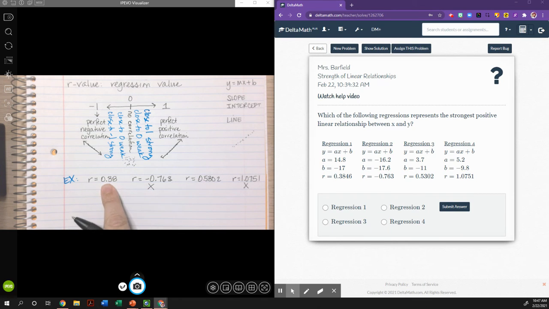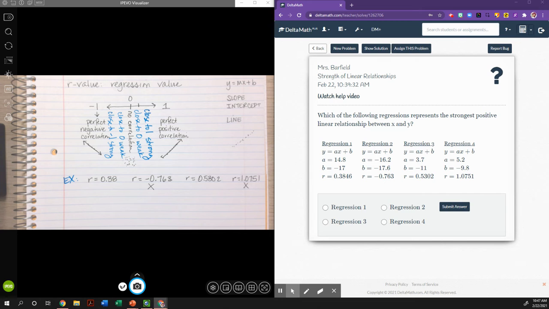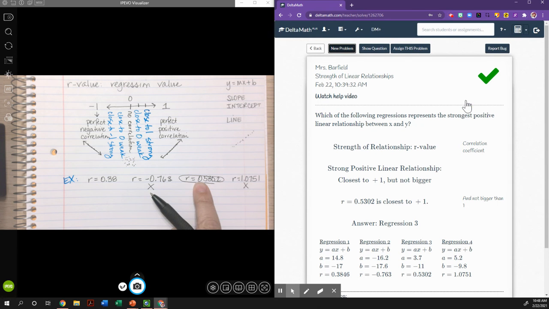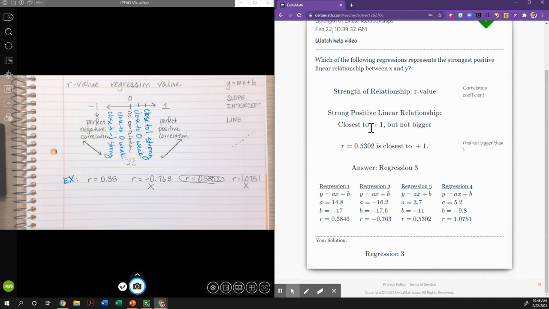Now I have to decide between 0.38 and 0.53. On a number line, this would be 0.38 and this would be 0.53. It's not great, but this one is closer to 1, so I'm going to say regression 3. I submit my answer and I got my green check. The explanation says the same thing: closest to positive 1, but not bigger, which is why we eliminated number 4. Let's try another one.